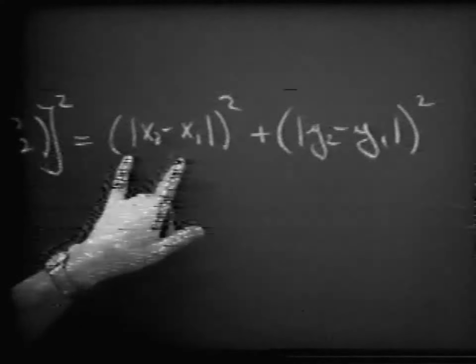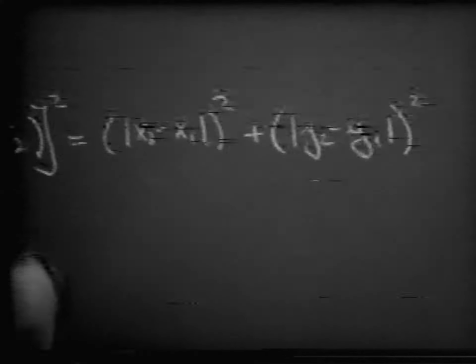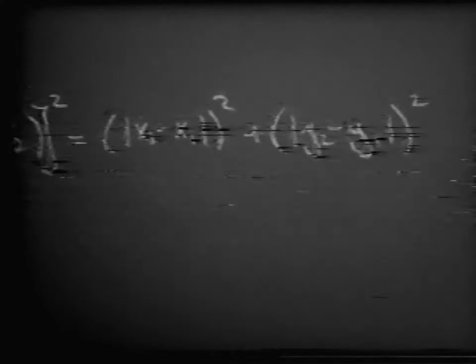Now, what do we know about the absolute value of a number squared? Well, what do we know about the absolute value of any number? The absolute value is always positive, and indeed any number which is squared is always what kind of a number?